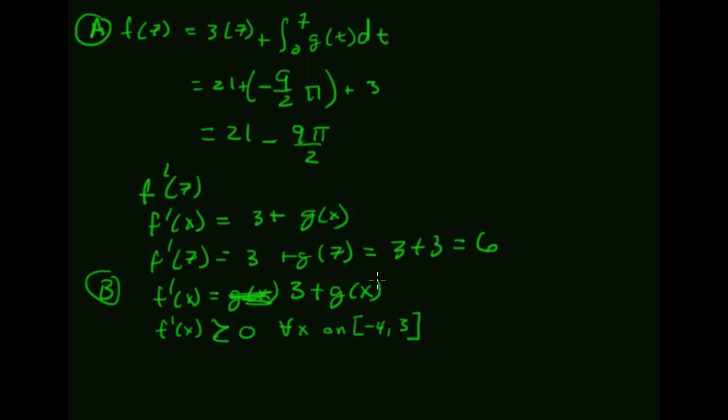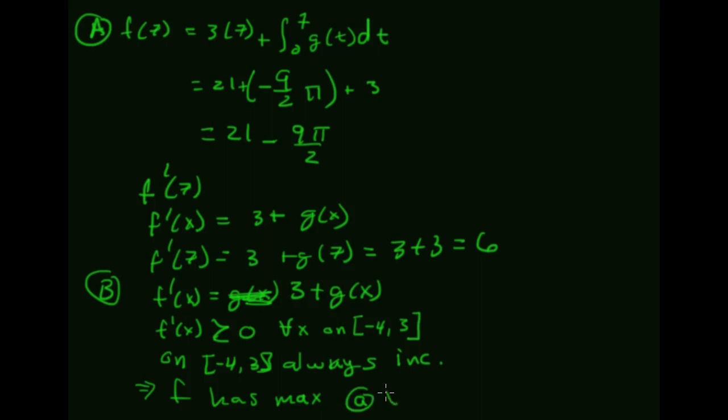So this thing is always greater than or equal to 0, which means on -4, 3, we are always increasing. If we're always increasing, this means that f has maximum at x equals 3 on -4, 3. So that's part B. Let's look at part C.